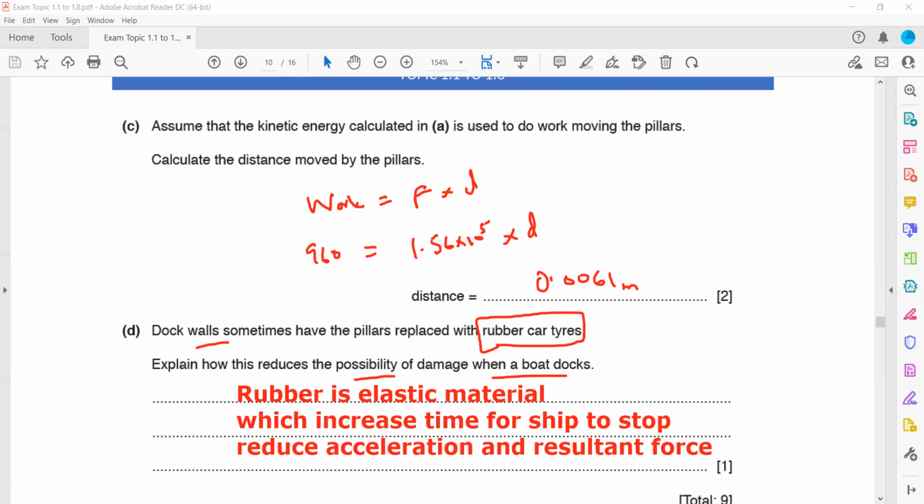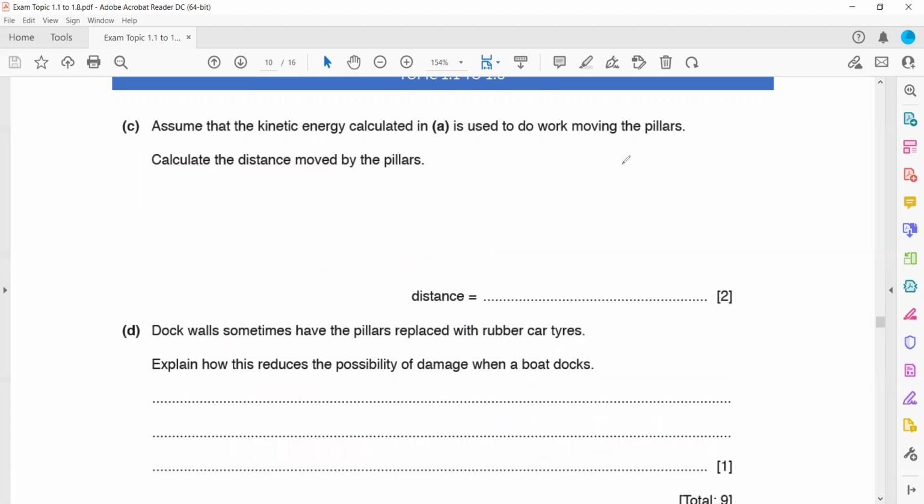But a better way is to try to write in terms of momentum, relating time, acceleration, and force, because you are calculating a force. That's why your answer should include the force as well.